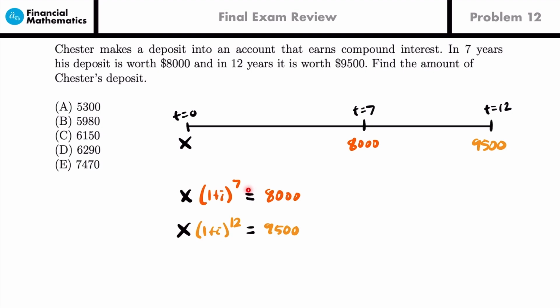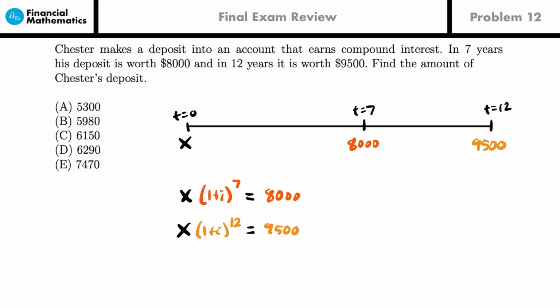So now we have two equations and also two unknown variables, that being X and I, and so algebraically, we should be able to solve for both of those variables. Specifically, in this case, we do want to know the amount of Chester's deposit, but if we have to solve for I first before we can solve for X, that's fine, as long as we can find X.